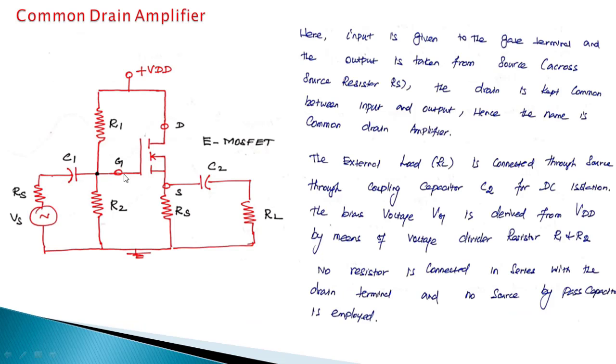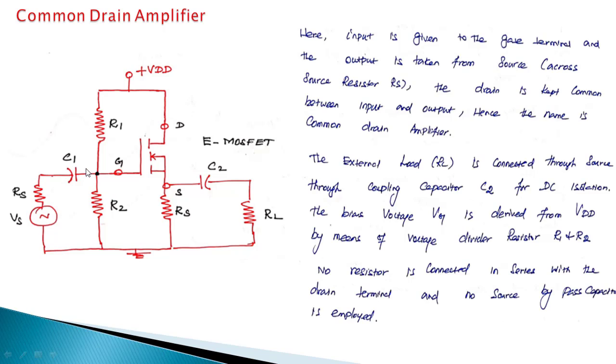the input is the gate terminal and the output is the source terminal. So the gate is common between input and output with respect to plus VDD, so this amplifier is called a common drain amplifier. Here the external load is connected to the source terminal through the capacitor C2. C2 is provided for DC isolation. It blocks the DC and allows only AC to flow to the load.